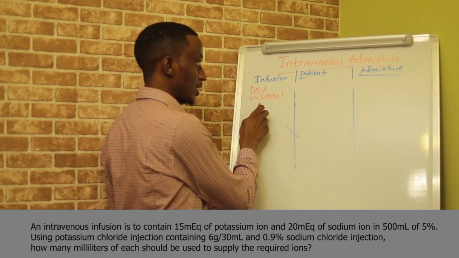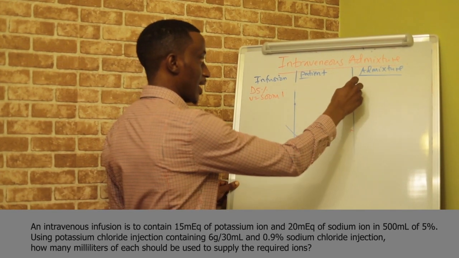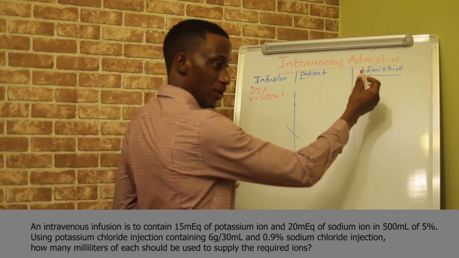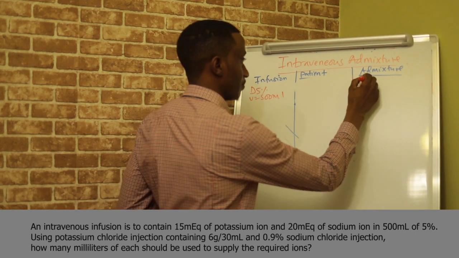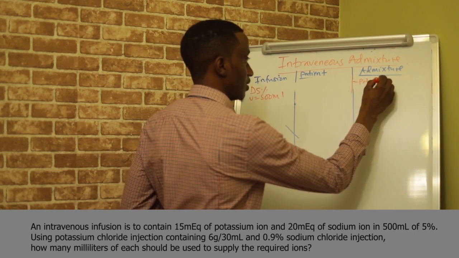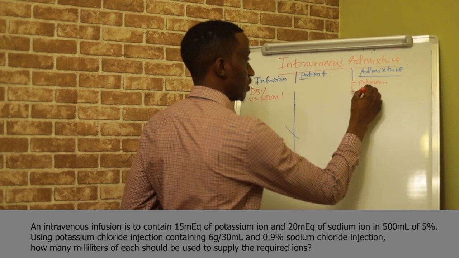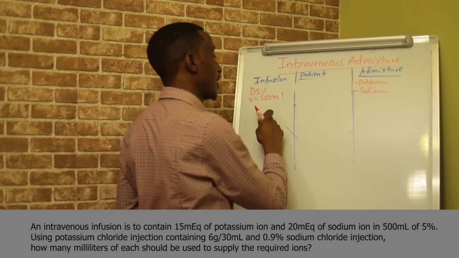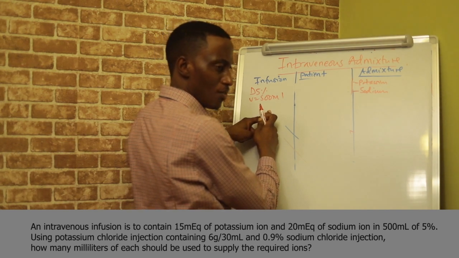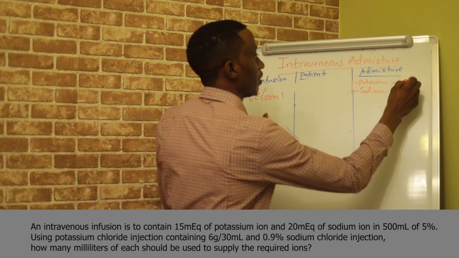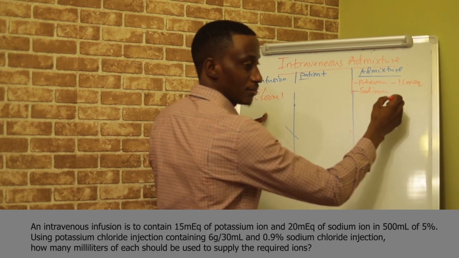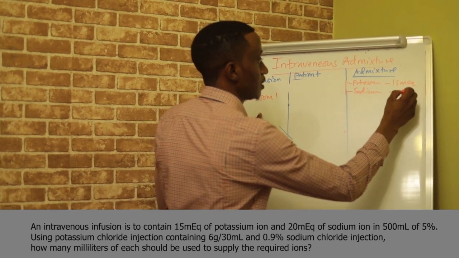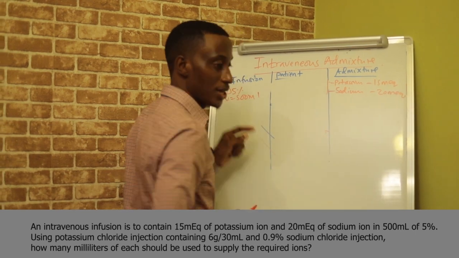But this infusion was to contain an admixture of the following: potassium and sodium. These are the two admixtures which were to be added into this infusion. So how much of each? To contain 15 milliequivalents of potassium and 20 milliequivalents of sodium.